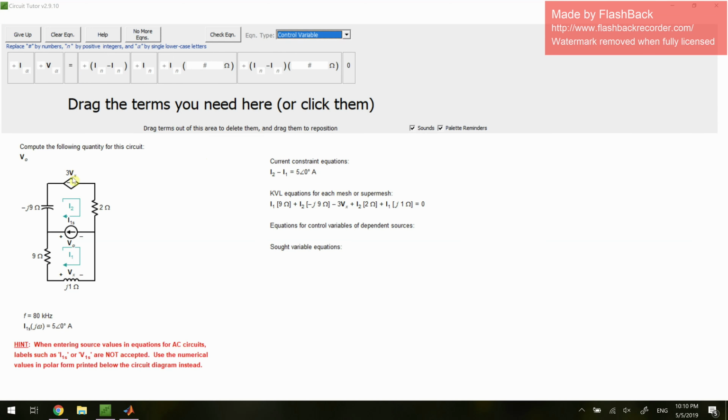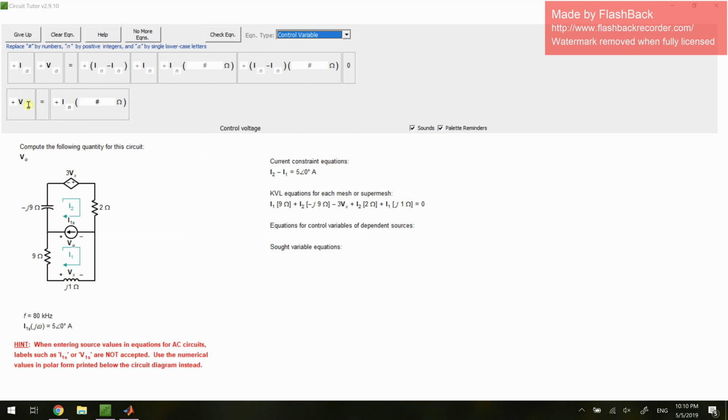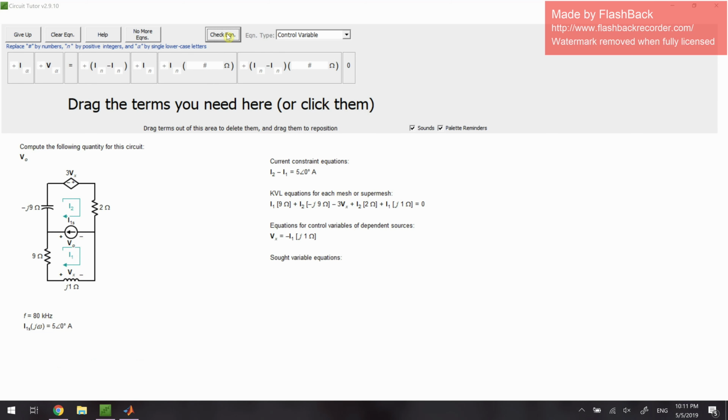Then we look and we see that there are no other current supplies, but there is a control variable, Vx, which is given by the voltage across the J1 impedance, and we can say that the J1 impedance has one current running through it, so we will pick the appropriate term for that. And we can see that the current is running into the negative side of the impedance, so we put a negative sign in front of the current, check that equation, and it's correct.